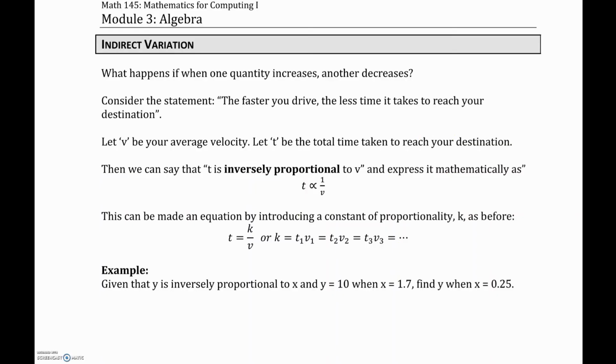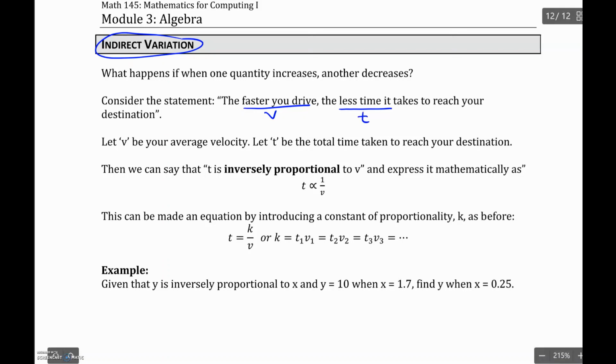We're now on to what is called indirect variation. Let's look at this example. The faster you drive, so let's call that your velocity, say v, the less time it takes to reach your destination, that's t.